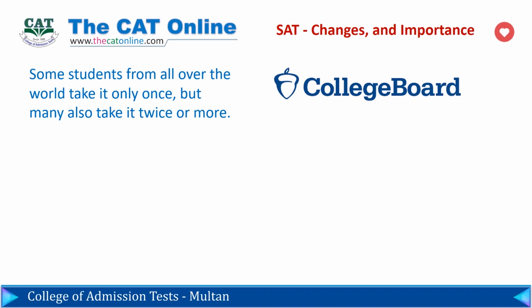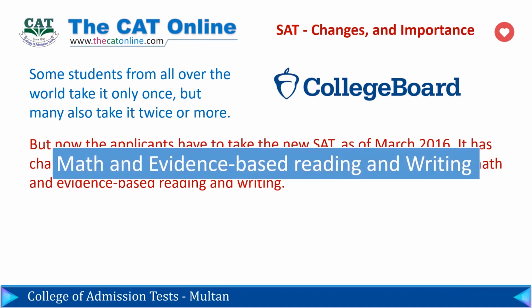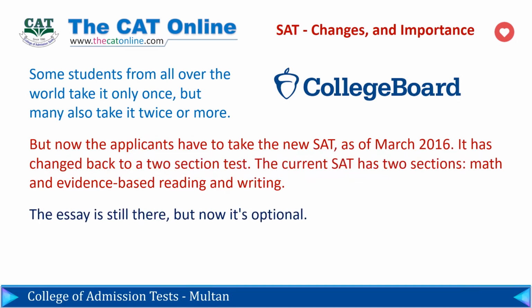That was the old SAT. Then it changed to a 3-section structure with math, critical reading, and writing sections and added a required essay. That was the new SAT. But now the applicants have to take the new SAT, as of March 2016. It has changed back to a 2-section test. The current SAT has 2 sections, math and evidence-based reading and writing. The essay is still there, but now it's optional.